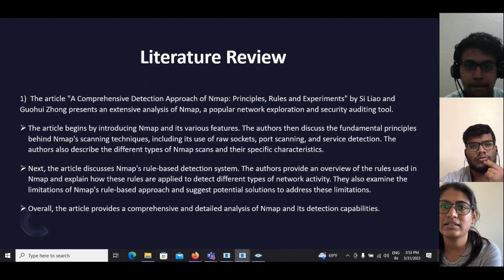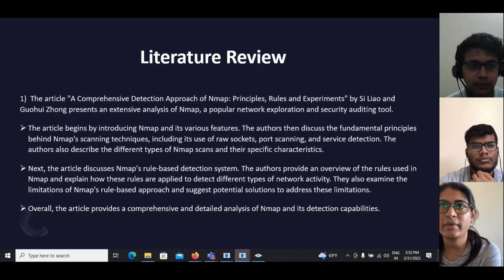The authors then discuss the fundamental principles behind Network Mapper scanning techniques, including its use of raw sockets, port scanning, and service detection. The authors also describe the different types of Network Mapper scans and their specific characteristics.